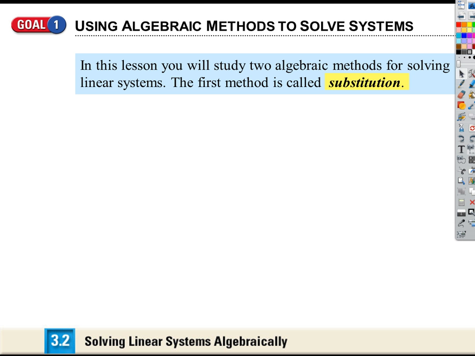That's good. Okay, so we want to take a look real quick, review two different ways that we can solve a linear system without graphing it. We want to try to find the intersection, find the solution without graphing it.